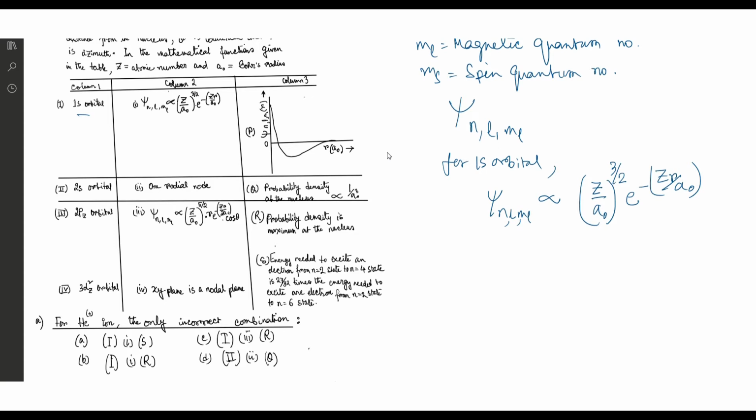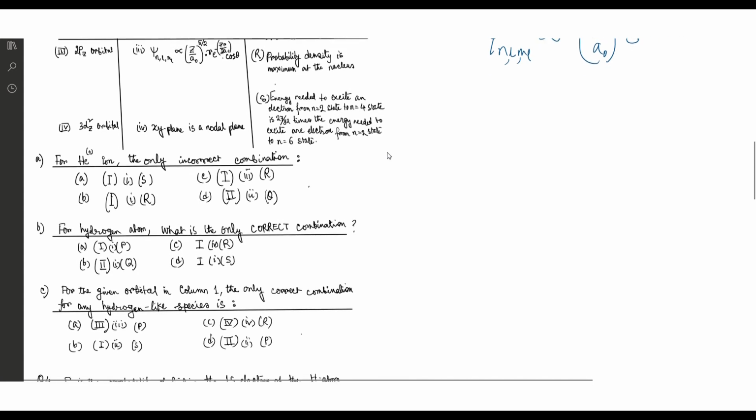for 2s orbital it says only one radial node, and in column 3 the corresponding graph for psi n l m_l with respect to radial function r, the distance from the nucleus, separation from the nucleus with respect to a0. The graph is shown here as follows. Okay, and it also gives 2pz orbital, the expression of psi n l m_l, and 3dz square orbital. XY plane is considered to be a nodal plane where the node may be present here. Okay, so there are three parts of this question. For helium ion, we have to choose the only incorrect combination. Which one?